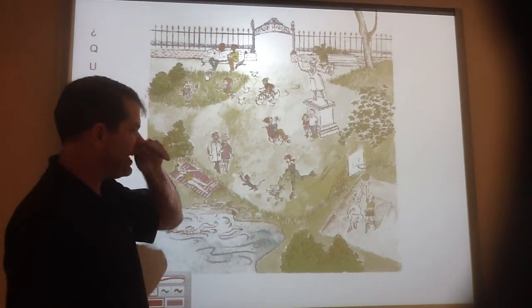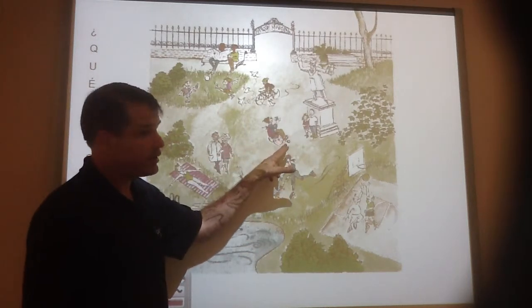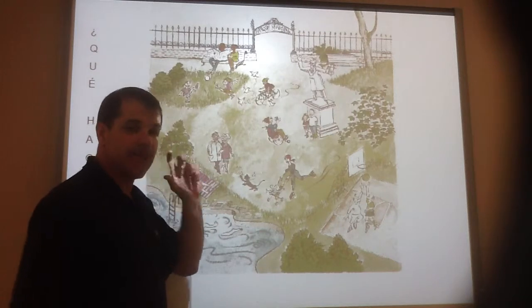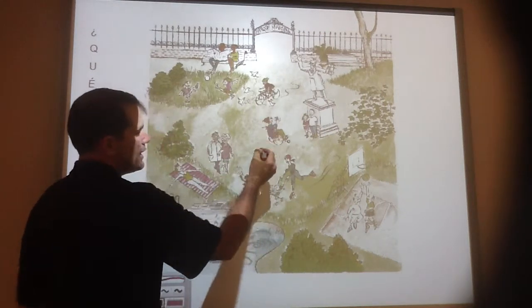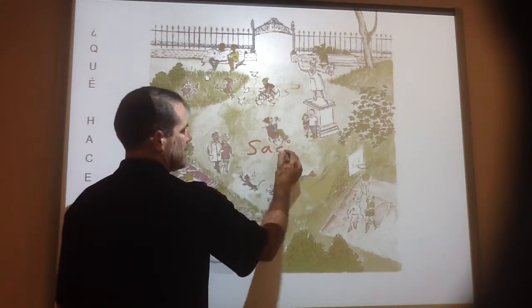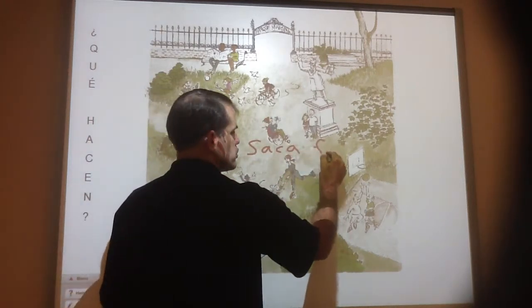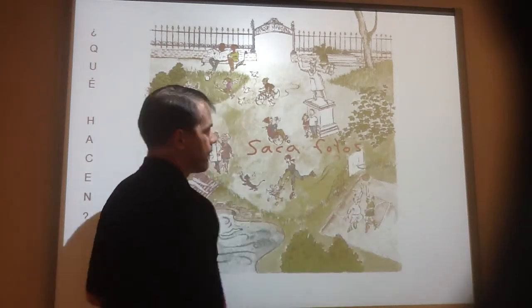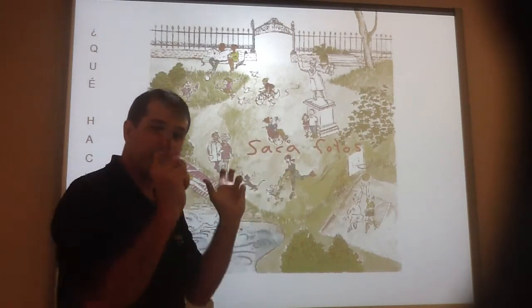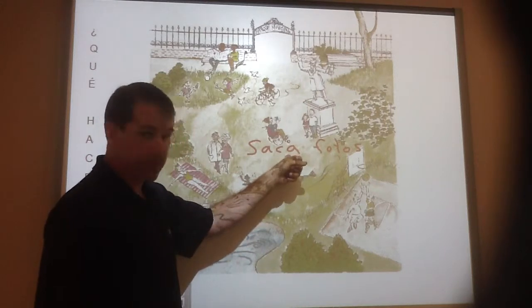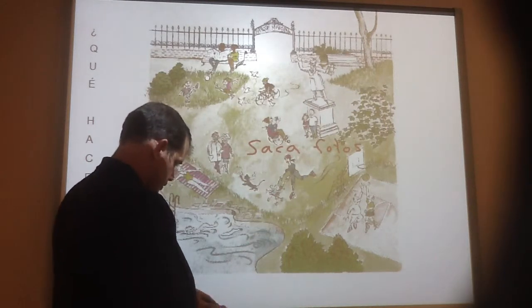So, an example would be, this young lady is taking pictures right now. So, we would say, ella saca fotos. Okay, in the present tense. Ella saca fotos. She's taking pictures. Present tense of the verb sacar.